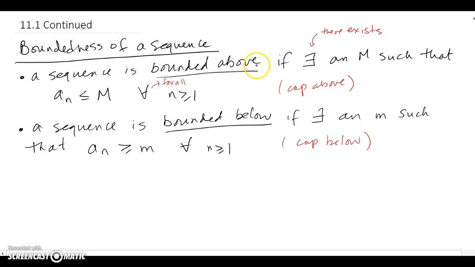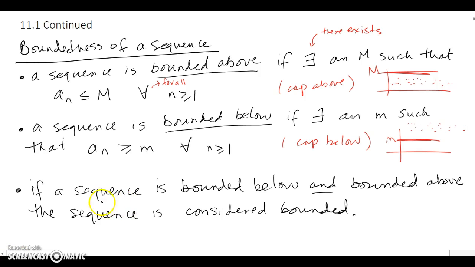So in the first case, bounded above means you've got, think of it like this, some big M, and all the terms of your sequence are below it. And in the second case, you've got maybe some little m, let's say here, where all the terms of your sequence are staying above that value. So for the first case, big guy above, everybody stays below. Second case, little guy below, all the terms of the sequence stay above it.